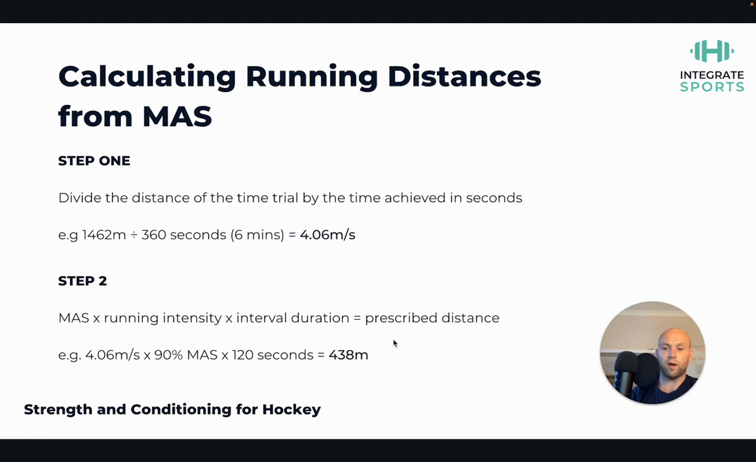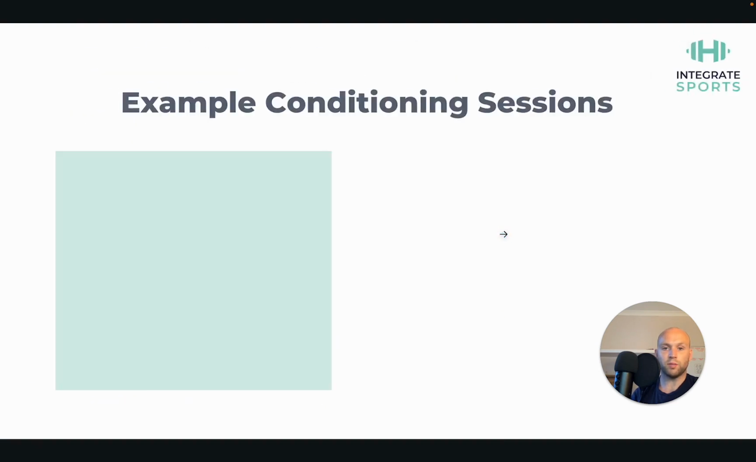So you would therefore have a target of 438 meters. You could also do this as a range. Ranges are often very helpful. It might be 90 to 95% of MAS, which would then be 438 to whatever that prescription would be for the individual. So a very, very simple way of prescribing using just MAS alone.